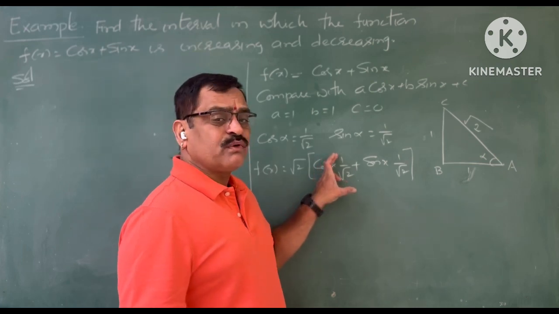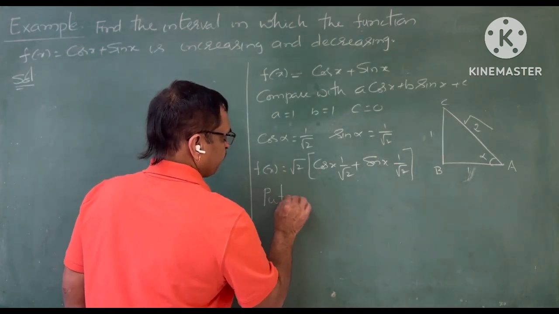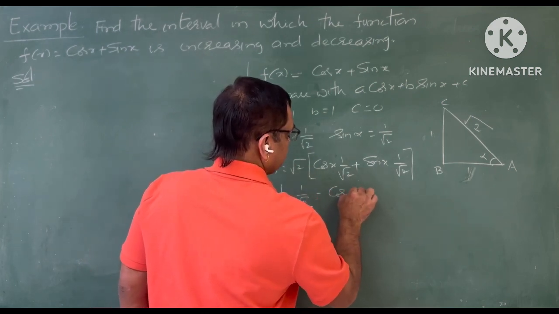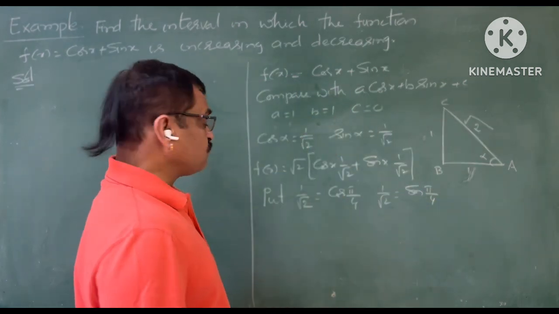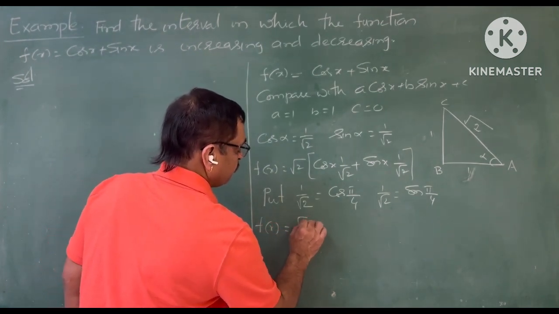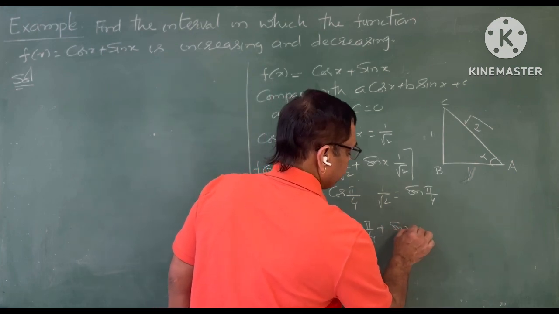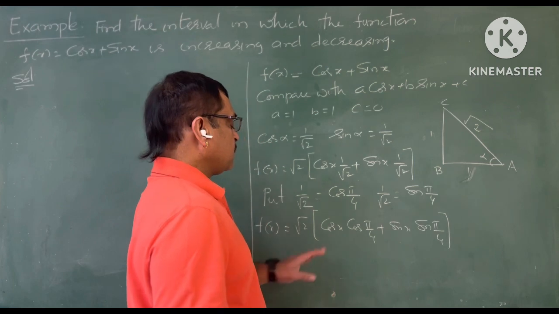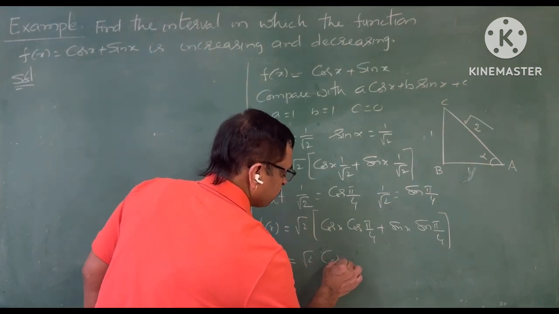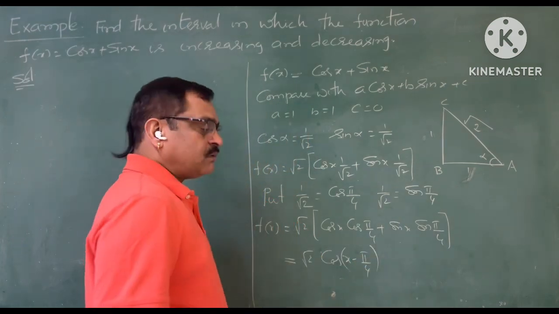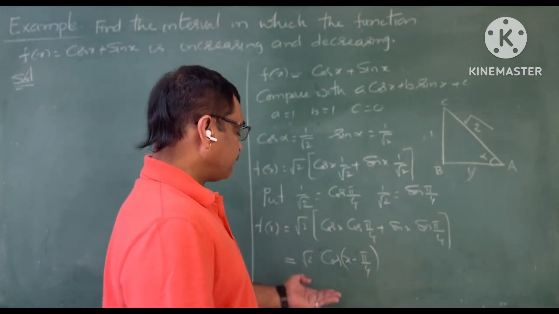And we know very well 1 over root 2 is cos pi by 4 and 1 over root 2 is sin pi by 4. So here substitute these two. My function becomes f of x is equal to root 2 times of cos x cos pi by 4 plus sin x sin pi by 4. Now cos A cos B plus sin A sin B, so this is nothing but root 2 times of cos of (x minus pi by 4). Now instead of finding the intervals for cos x plus sin x, I'm going to find the intervals for cos of (x minus pi by 4).